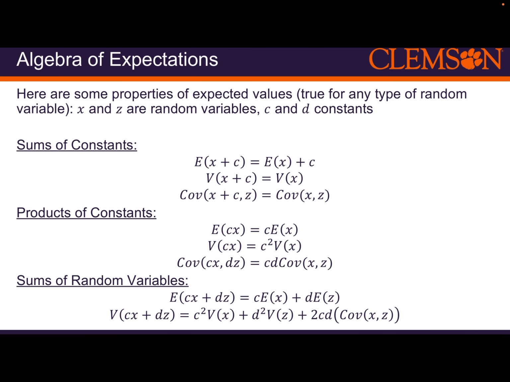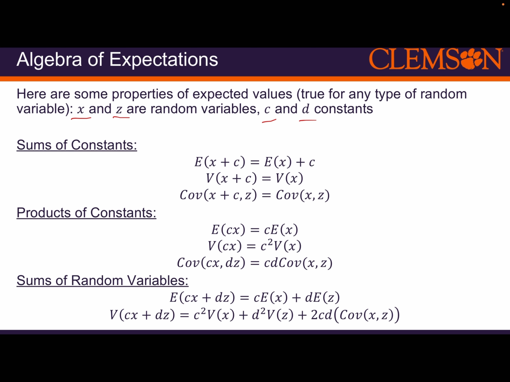So here are some interesting parts about expected values and the algebra of expectation. These are true for any random variable, whether continuous, categorical, etc. In this example, we're going to consider the symbols x and z to be random variables and the letters c and d to be constants.